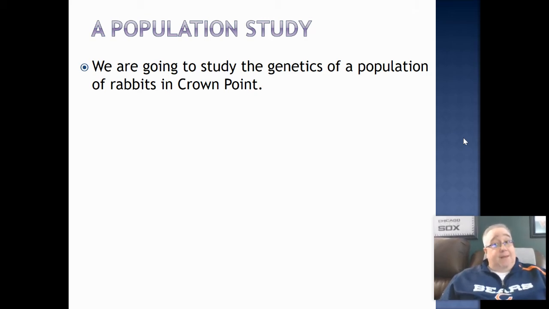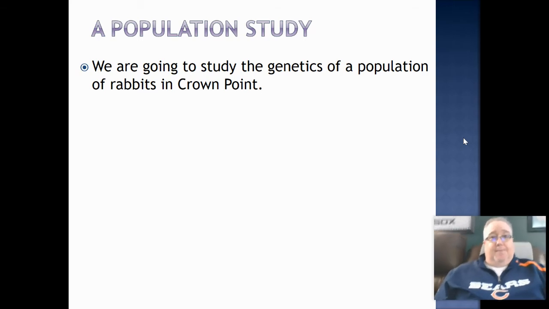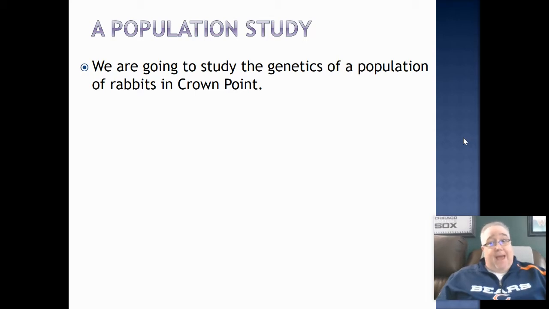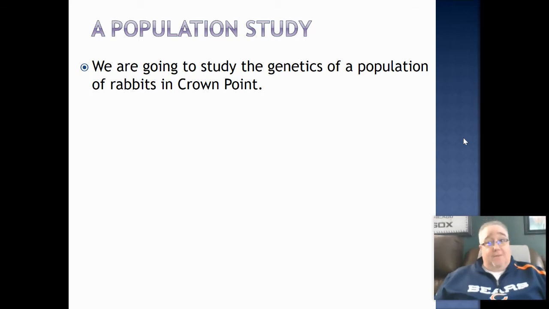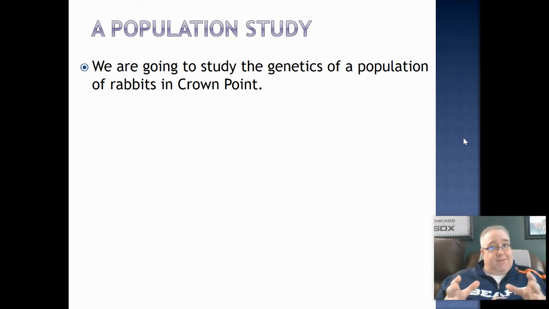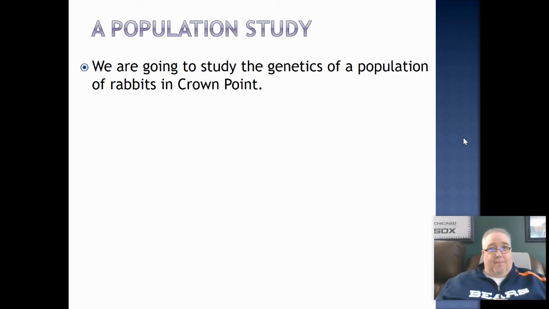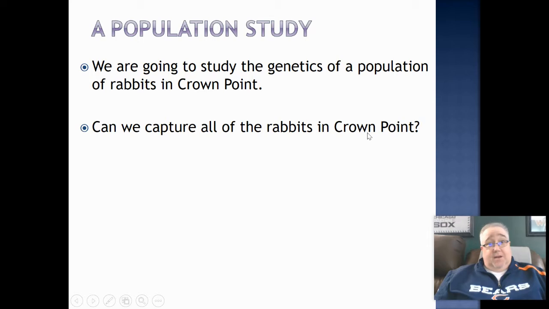Now, if we're going to study population genetics, we have to study a population. So we're going to look at a population of rabbits in Crown Point, because the area matters. We could also study a population of rabbits in Maryville, but that would be a completely different area, a different population. So the population is defined as the species and the area. Any of the rabbits within the town border of Crown Point, that's what we're going to study.